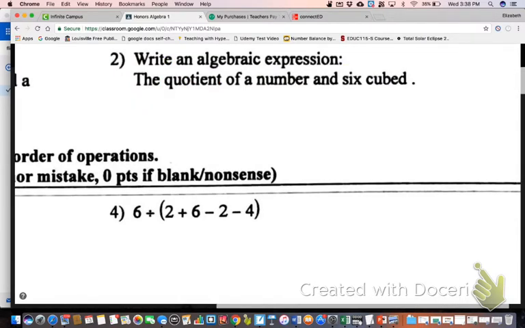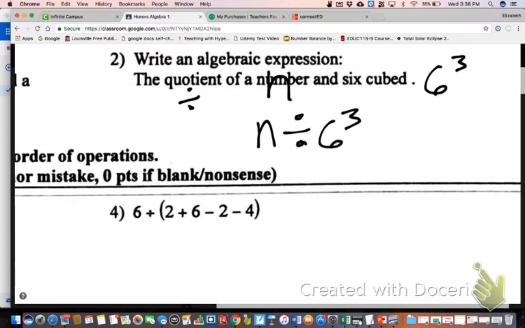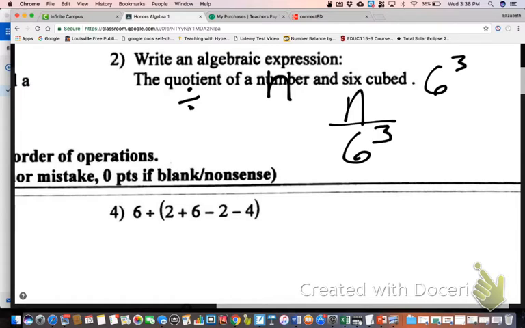For number 2, remember that a quotient is the fancy word for division. So we're dividing things. Of a number, I'm going to use the letter n to represent the number, and 6 cubed, so cubed is with an exponent of 3. Remember, I'm not accepting this little baby, elementary school division anymore. We are big kids now. We are going to represent division with a fraction, so it's going to be n over 6 cubed.